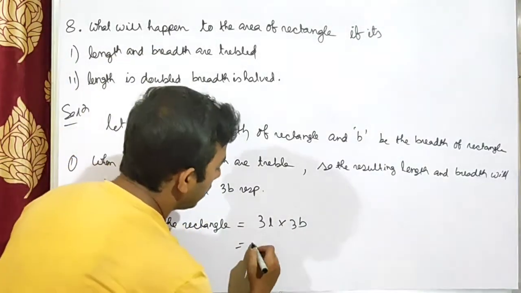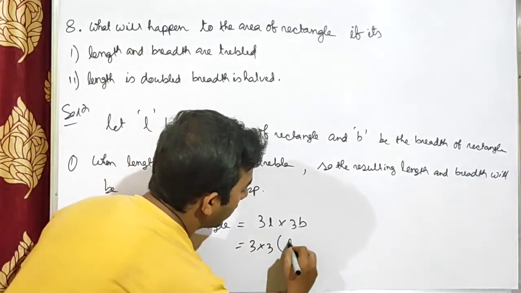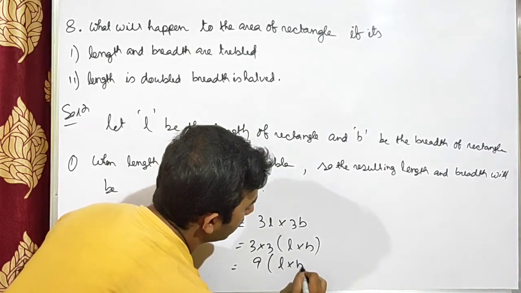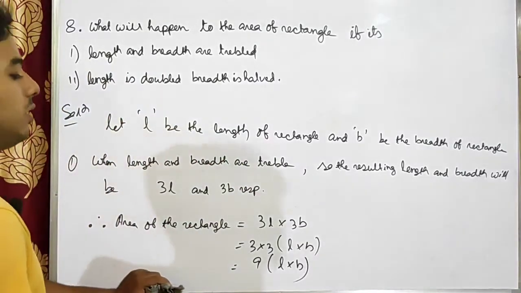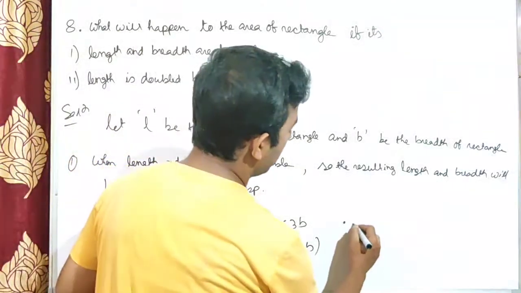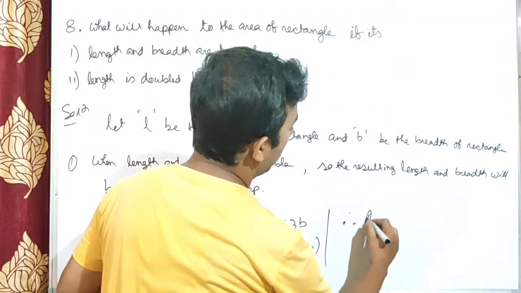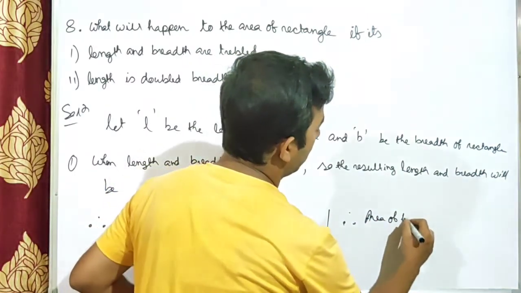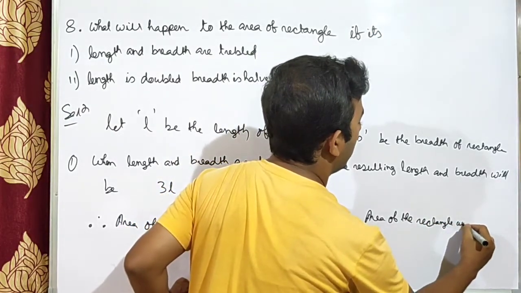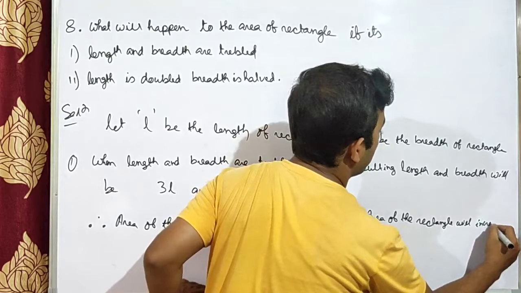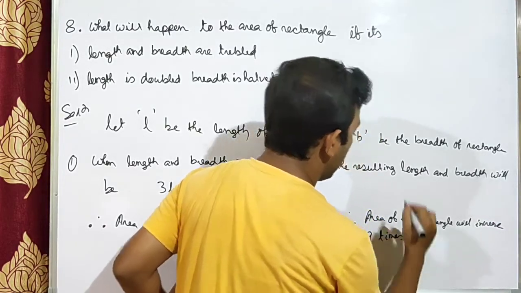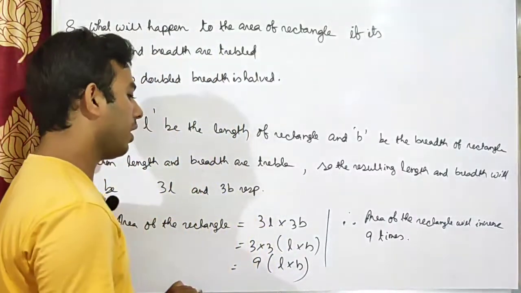Or we can write like this: if we take 3 into 3 common and the bracket L into B, clear? So it will be 9 L into B. Clear? So we'll write, therefore, the area of the rectangle will increase 9 times. Clear?